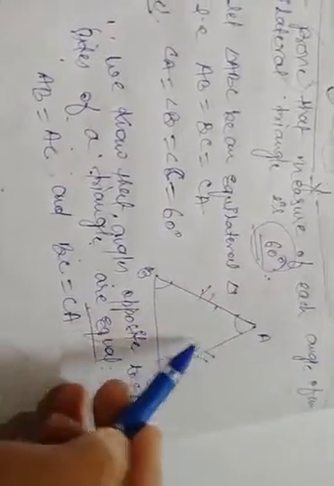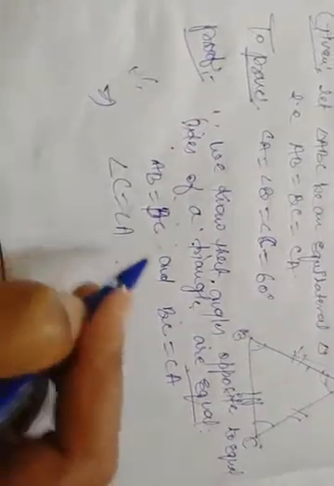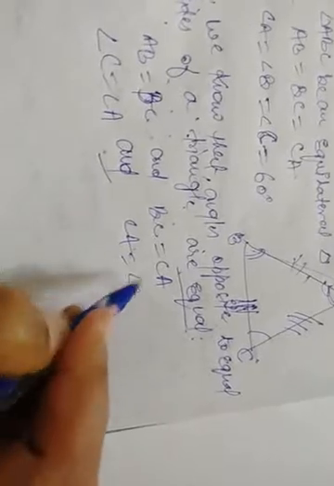This implies that if we take AB is equal to BC, all are equal to each other, then we have angle A is equal to angle C. And if BC is equal to CA, then angle A is equal to angle B. According to this rule, the angles opposite to equal sides of a triangle are equal to each other.